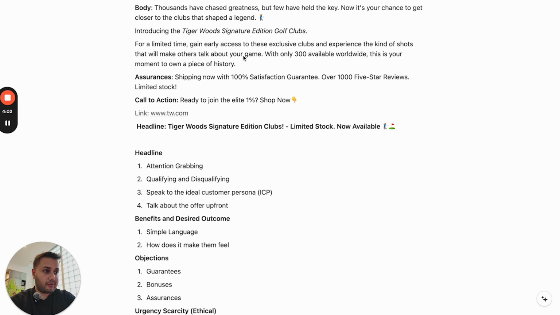Again, we want to focus on the benefits that people want, not just the features. If you see, we've talked about very, very few features here. We're not saying that, oh, it's carbon fiber, alloy, steel shaft, all that kind of stuff. We're using none of that. We're exclusively talking about how it's going to make the person feel. So, for example, for a limited time, gain access to these exclusive clubs and experience the kind of shots that will make others want to talk about your game.